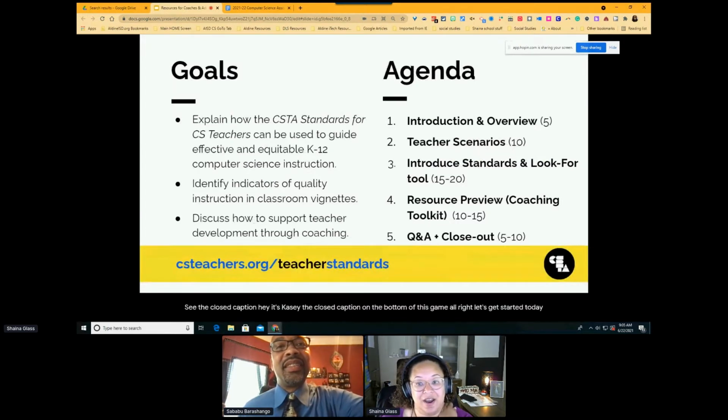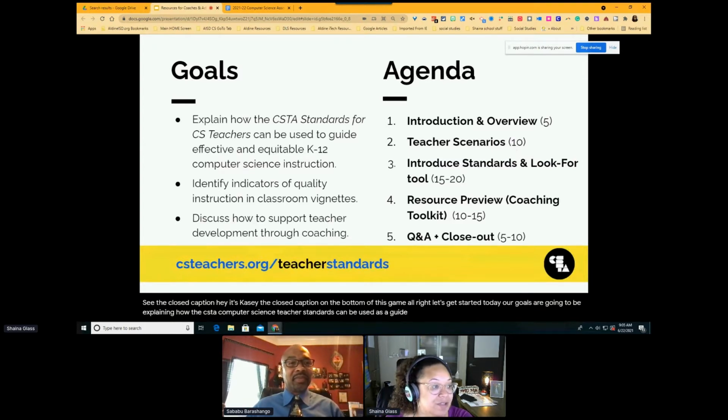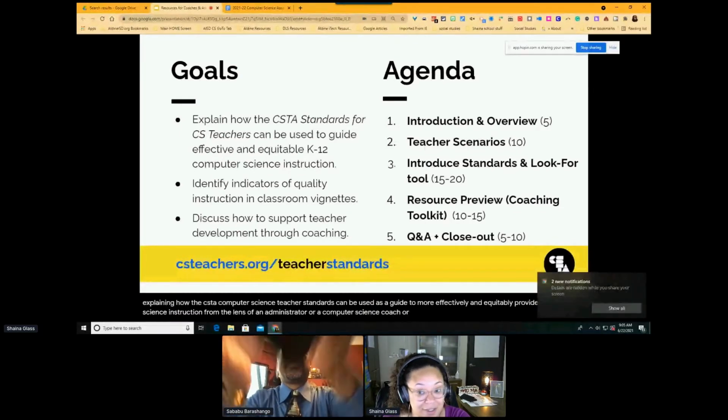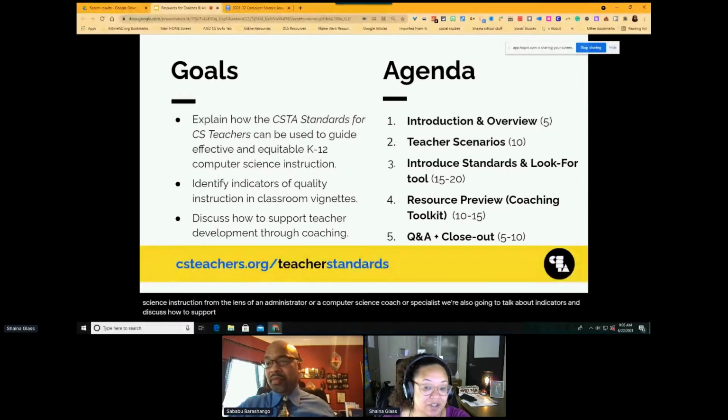So today our goals are going to be explaining how the CSTA Computer Science Teacher Standards can be used as a guide to more effectively and equitably provide computer science instruction from the lens of an administrator or a computer science coach or specialist. We're also going to talk about indicators and discuss how to support teacher development through coaching.